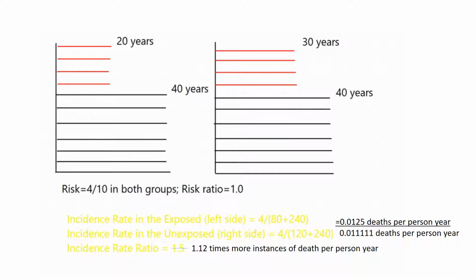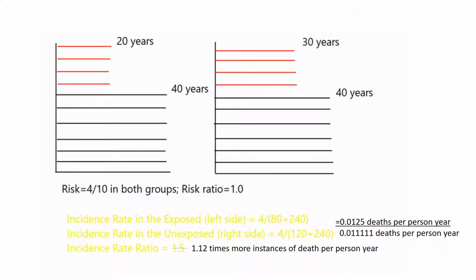Now, if you look at the same example in terms of incidence rate, you would get a slightly different answer. And there's some cross out of the incidence rate ratio that I gave on the initial slide in the PDF. So just be aware that the real answer should be 1.12.